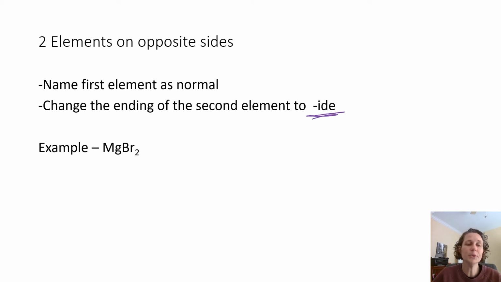So our example is magnesium bromide, MgBr2. So the magnesium, the Mg, is just like normal. It is magnesium. So you would have magnesium.